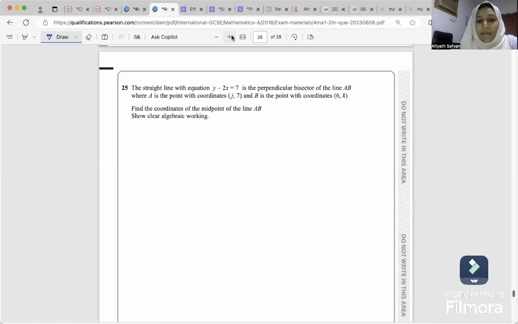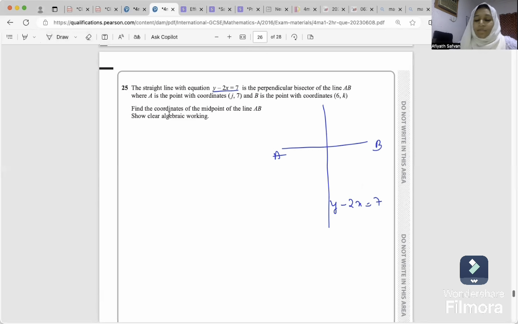The straight line with the equation y minus 2x is equal to 7 is the perpendicular bisector of the line AB. So we have the line AB, and the line which is passing through y minus 2x, y is equal to 7. So I can rewrite this equation y minus 2x.